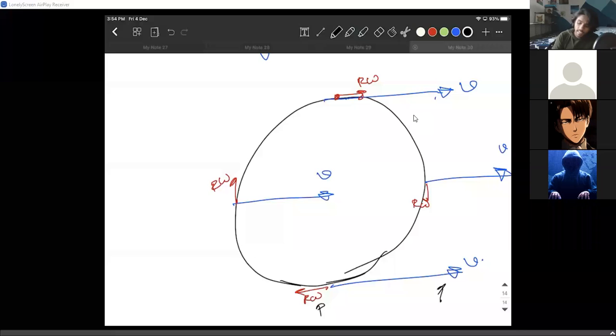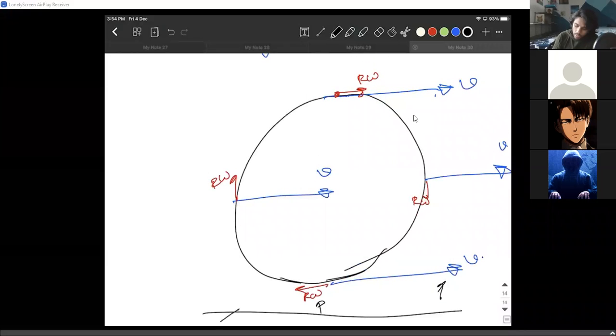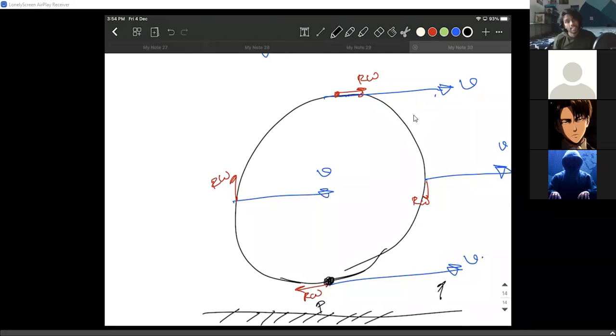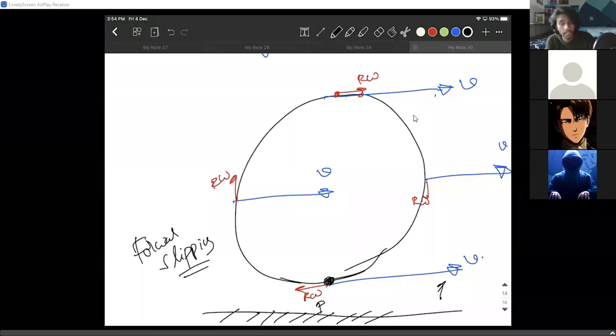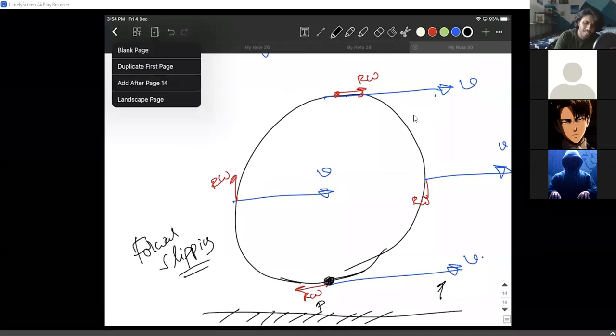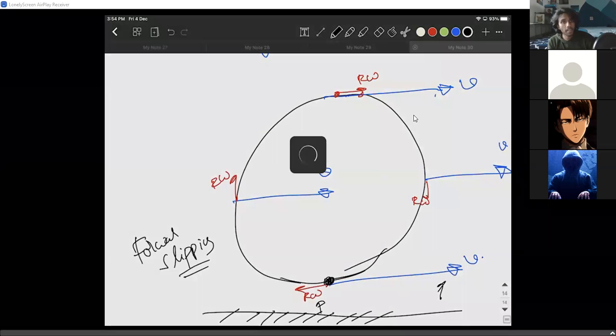So in this case, the ground is clearly at rest. Compared to the ground, the bottommost point is not at rest. It is actually slipping forward. So this is called a forward slipping case. Now, what happens when you put a body in forward slipping? Nothing really happens. It's not like it's a crime or anything.